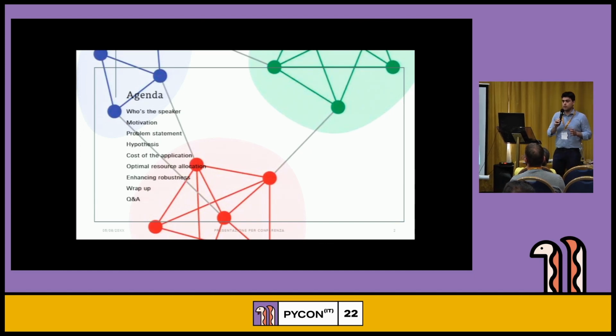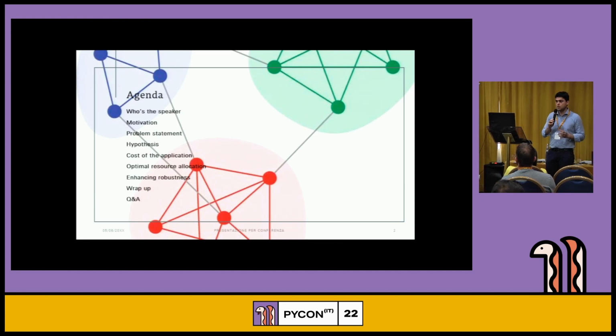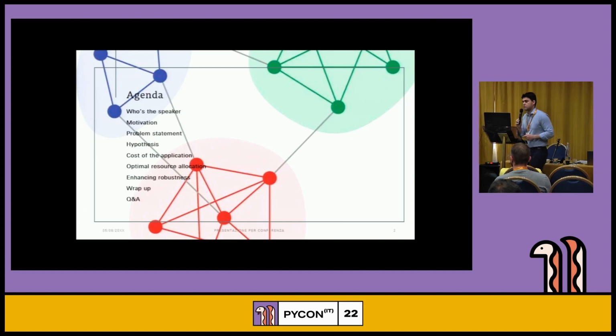We will state the problem formally. We will not go into much detail about the hypothesis, but we will try to maintain some kind of rigor and state the hypothesis as well, because we will need them, and we will learn and understand a lot from them. We will see the cost of the application, because everything has a cost. Then we will move to the best part of this presentation, which will be the algorithm of optimal resource allocation, which I think many of you will recognize, especially if you are in the machine learning community, and optimization. And then enhancing the robustness through a genetic programming algorithm. Okay, so let's start.